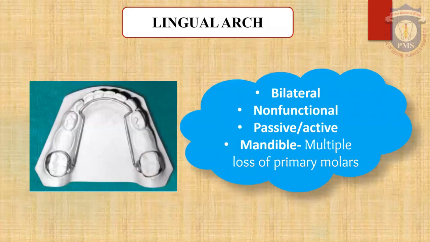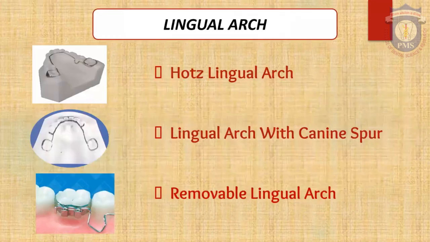Next appliance is the lingual arch space maintainer. The lingual arch space maintainer consists of bands on molars and a wire loop that extends anteriorly to engage the cingulum region of permanent incisors, central and lateral incisors, that stabilize the lingual arch. It is a bilateral, non-functional, passive or active appliance. It is used in the mandibular arch, that is, when there is multiple loss of primary molars in the mandibular arch.